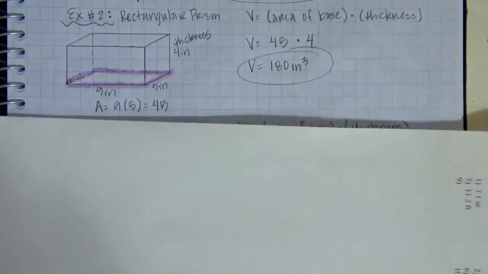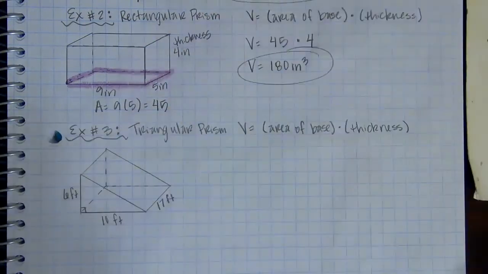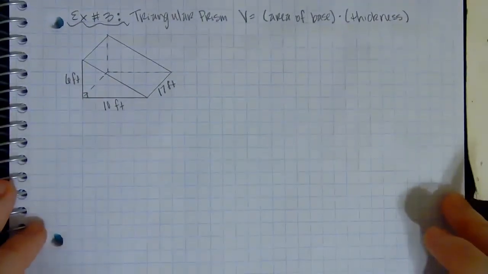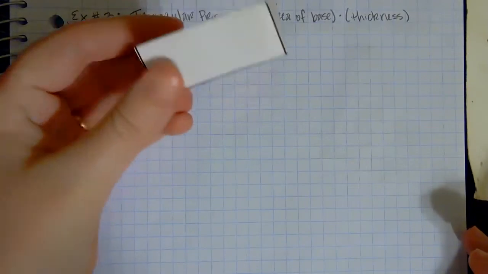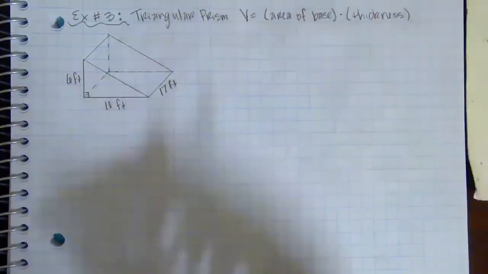Let's look at one more prism just to make sure we understand, okay? So we'll look at a triangular prism. Again, it's exactly the same. So this is a triangular prism like this. Now, if you can't tell with my shape, this is just equilateral and this is a right triangle, okay?